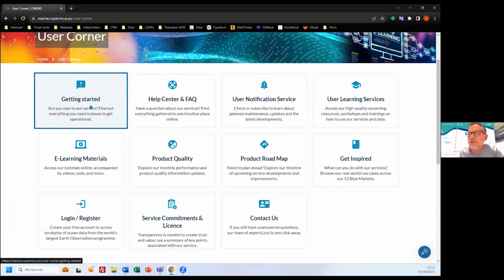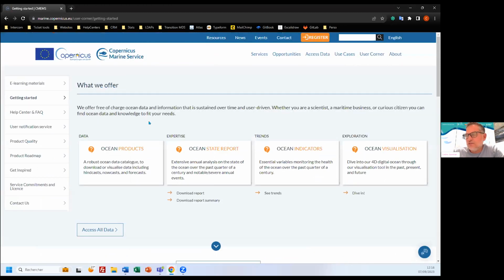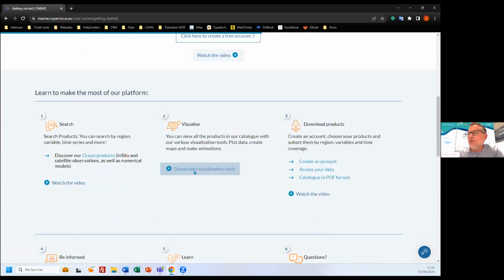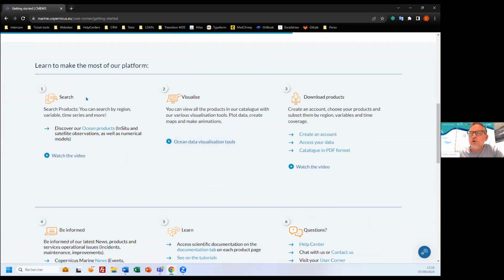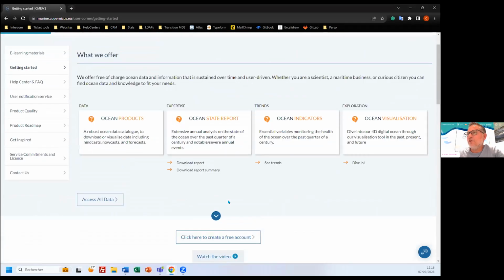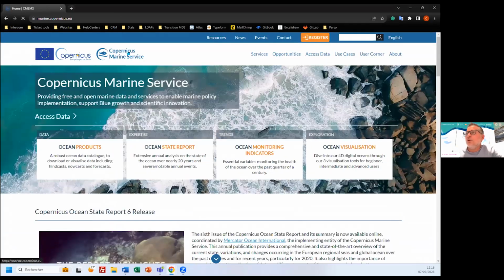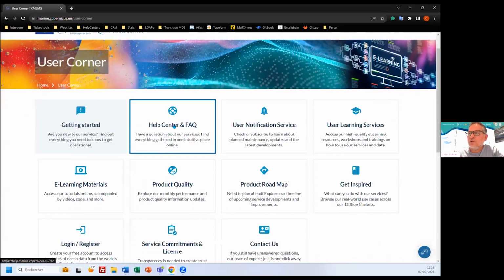The first one, getting started. This page is under improvement. If I click this link, you will find a sum-up of the offer, and below an operational path to follow to learn how to use the services of the Copernicus Marine Service. You can also find a getting started section in the help center.